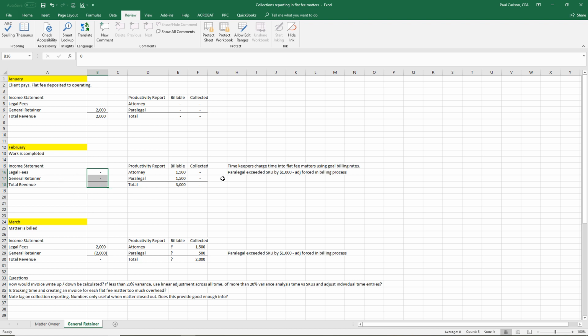For the productivity report, we can see that the attorney billed $1,500 into the matter, that we set up the matters so that everyone bills time against the matter using goal billing rates. So we're kind of treating this like an hourly matter. And the paralegal put $1,500 into the matter. And so the productivity report shows that the billers have come up with $3,000 of billable time for the month.